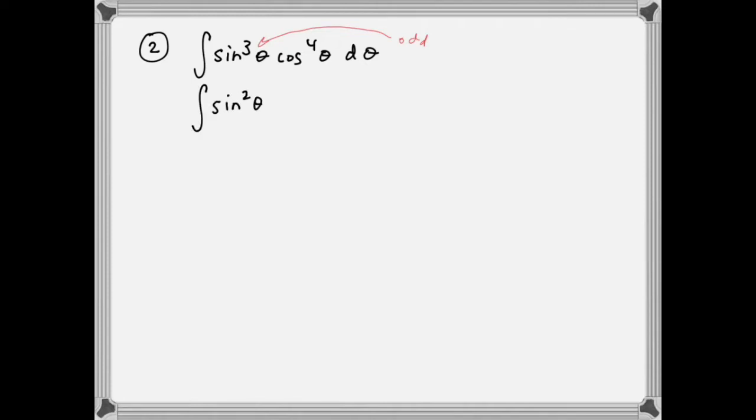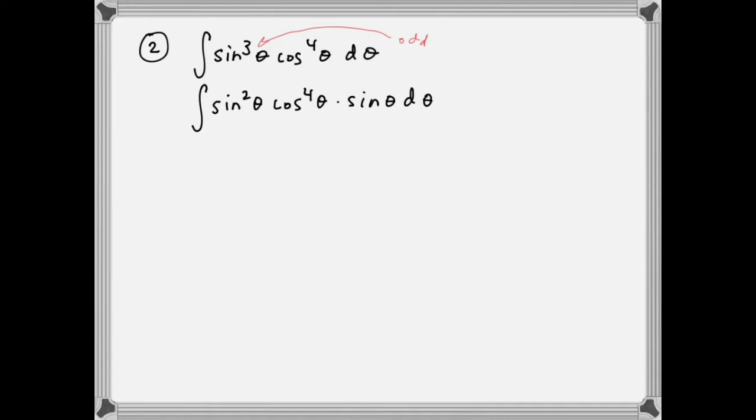Okay, so number 2. We're going to do the integral of sine cubed theta times cosine to the fourth theta d theta. Okay, so let's follow the steps from before as closely as we can. So the first step, remember, is to peel off one of the odd powers, right? In this case, sine is odd, right? Sine is odd. So we're going to peel off a sine, and so this is how we're going to write it, okay? Sine squared theta, cosine to the fourth theta, and then I've peeled off a sine, so there it is, sine theta d theta.